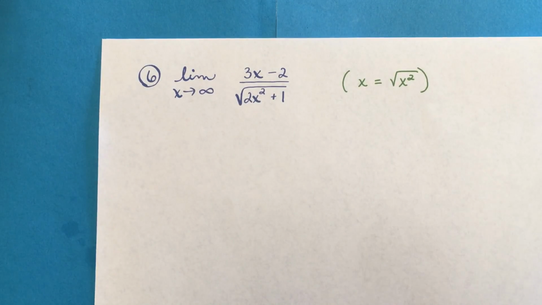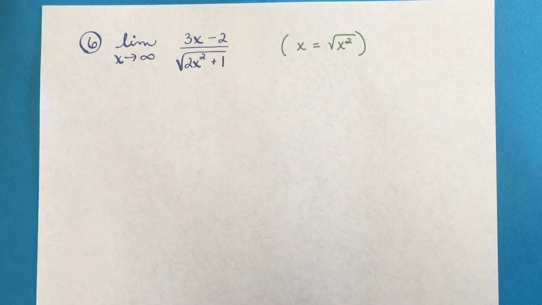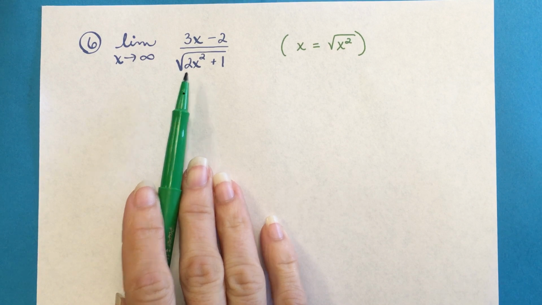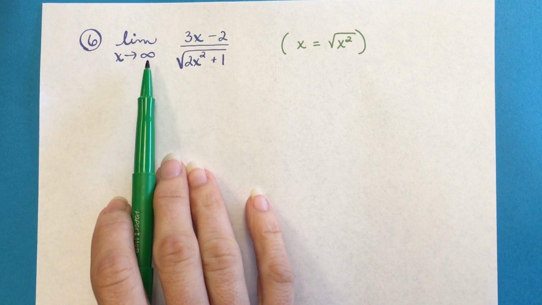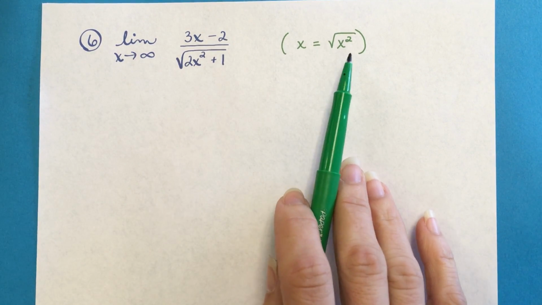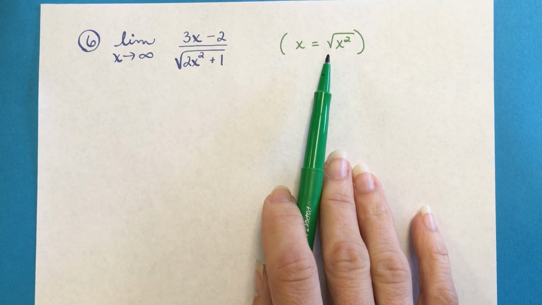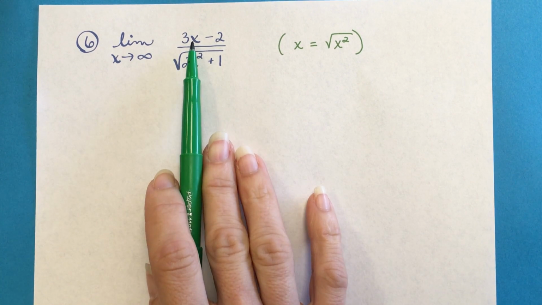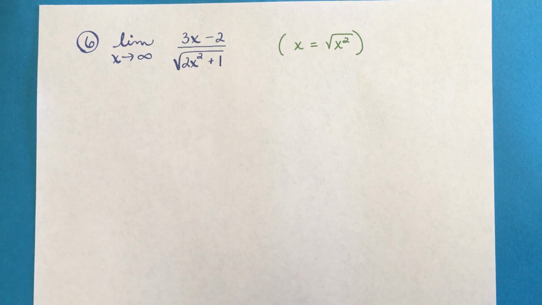Okay, so this one is not considered rational, even though it's a fraction, because your denominator is not a polynomial. You've got this square root. Because we're approaching positive infinity, we're going to define x as being equivalent to square root of x squared. We need to look at it in the numerator as x, but in the denominator when we do our work, we need to look at it as square root x squared.